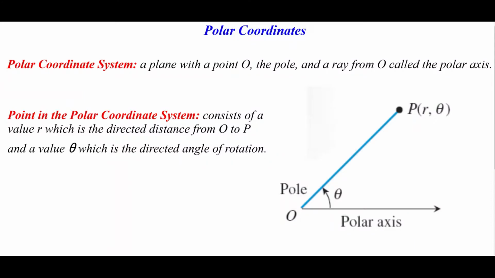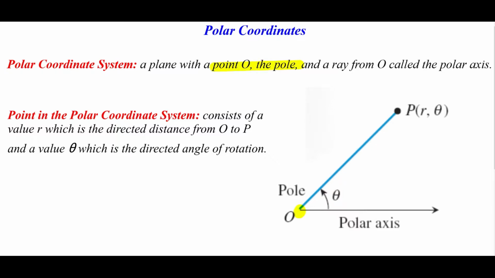In this video, we're going to look at polar coordinates and plotting points in the polar coordinate plane. So the polar coordinate system is just a plane which has a point O, which we refer to as the pole. So this is my pole, and then we have a ray from O, which is called the polar axis. So my polar axis would be here. Typically, the polar axis is in the same place on the coordinate plane as the positive x-axis.